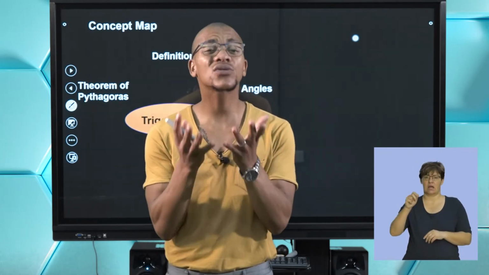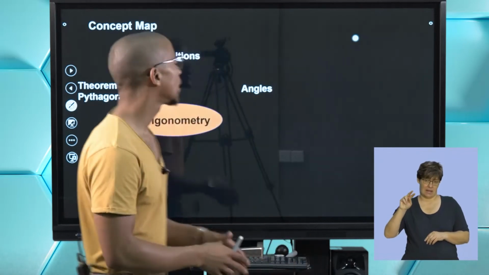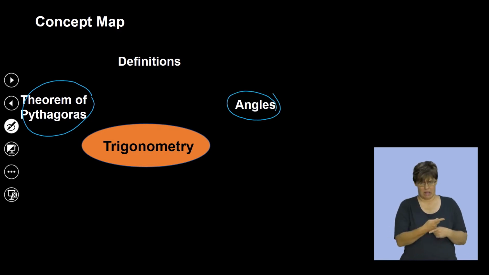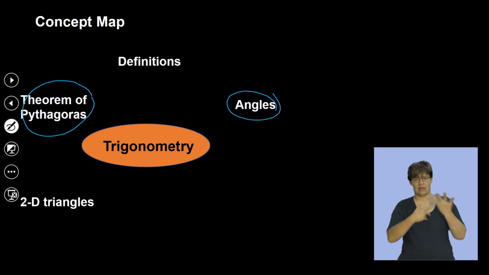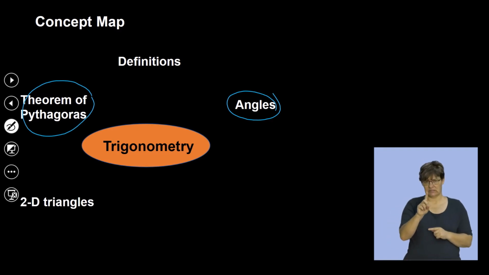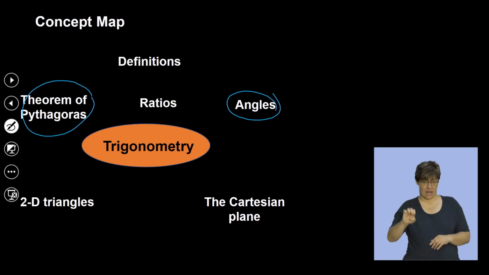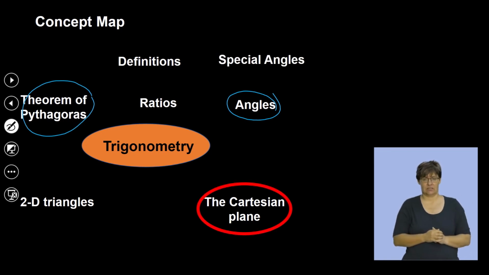So far, what we've looked at is the Theorem of Pythagoras, which we did at great length. We looked at the concept of the two types of angles. We just looked at the concept of 2D triangles. Now we're going to look at the Cartesian plane, and in the Cartesian plane, we will try to find the ratios using the Cartesian plane as the frame of reference, and also some special angles.